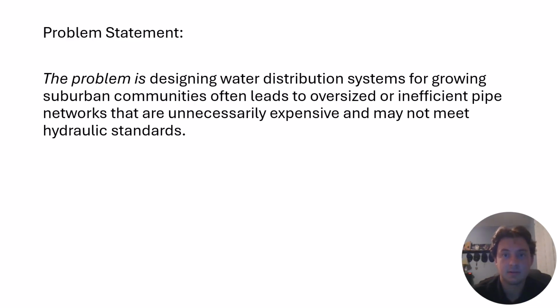The problem is that designing water distribution systems for growing suburban communities often leads to oversized or inefficient pipe networks that are unnecessarily expensive and may not meet hydrologic standards.